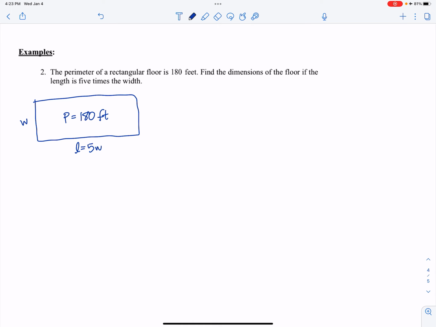So perimeter, we know if we take the width and add it to the length and the length, we'll get 180. We also know that the length is 5 times the width.